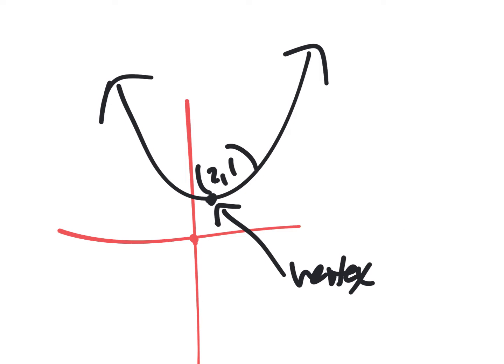That one lowest spot. But wait, what if the parabola is like this? Then it's not the lowest spot. What is it? The highest spot. It's either the lowest spot or the highest spot. That's called the vertex. Everybody, start taking notes.